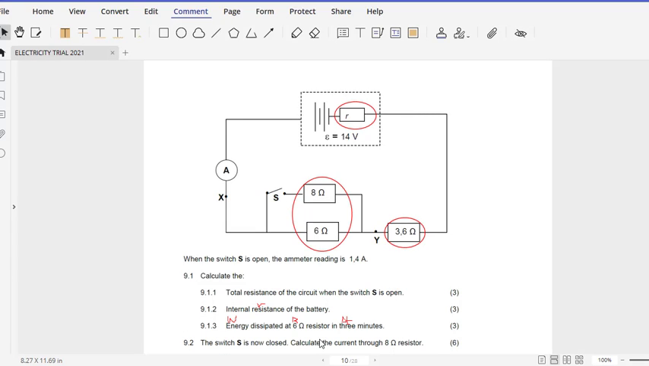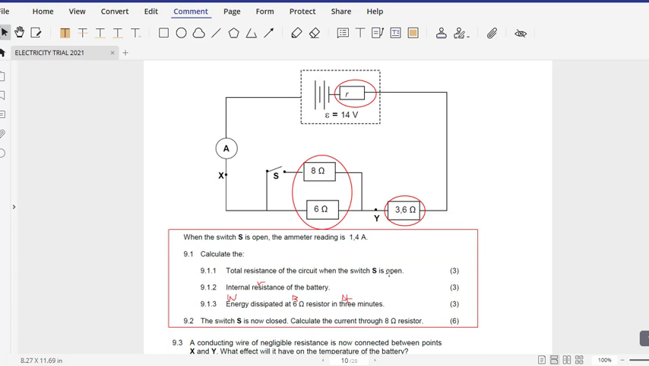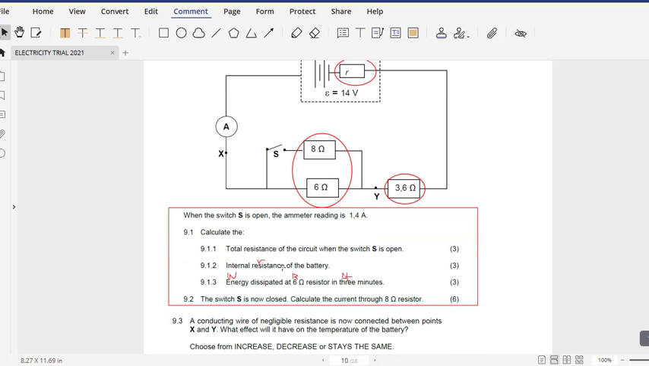Then we go to the next question. That is question number 9.2. And then the information that we have there is that now the switch is closed, and we have to calculate the current through this 8 ohm resistor. That is this one. So this time this switch is now closed like this, and then the current is now using this route.